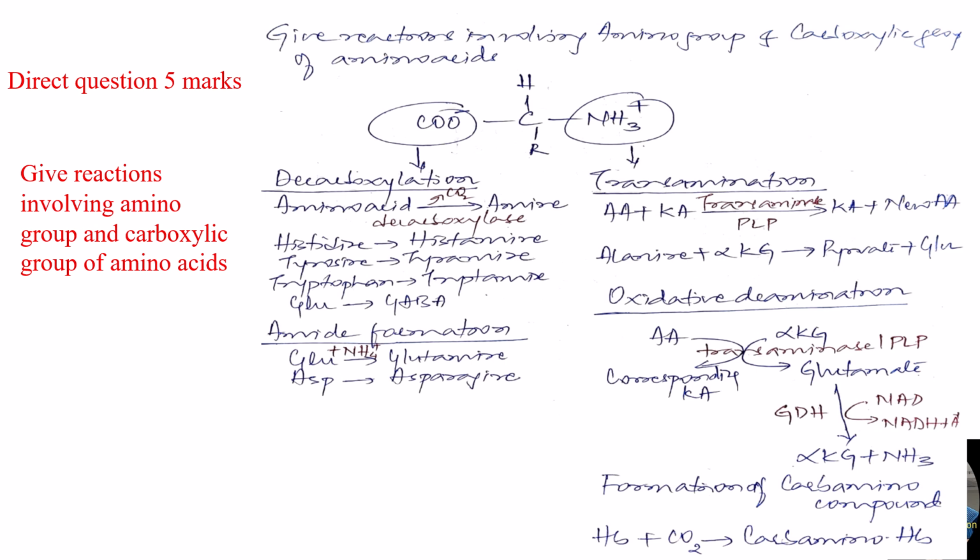So reaction due to amino group is transamination, where amino acid donates the amino group to keto acid and the keto acid gets converted to new amino acid and the amino acid gets converted to a keto acid. Example is alanine donates amino group to alpha ketoglutarate, and alanine gets converted to pyruvate and alpha ketoglutarate gets converted to glutamate.